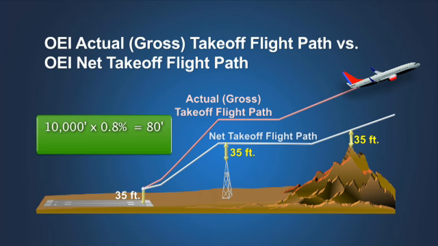For example, if a two-engine airplane is 10,000 feet beyond the start of the takeoff flight path at 35 feet during the second segment climb, the difference between the gross height and the net height will be 0.8% of 10,000 feet, or 80 feet. Thus, the requirement that the net takeoff flight path must clear the obstacle by 35 feet means that the airplane will actually clear the obstacle by as much as 115 feet. As noted previously, variables that may reasonably occur during normal operations may reduce this margin.